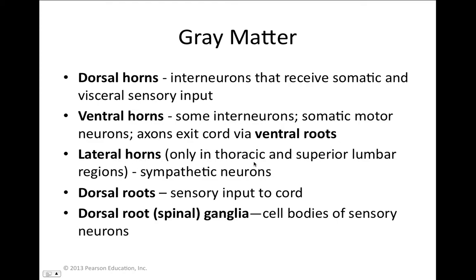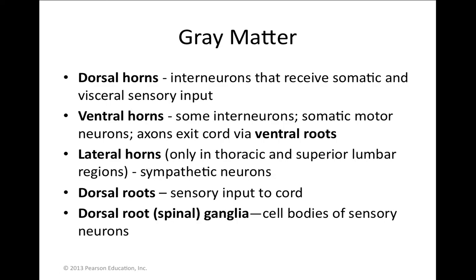The lateral horns are only in the thoracic and superior lumbar region, so that would be T1 through L1, L2, and that's only sympathetic neurons. So what the sympathetic system is going to do is create a fight or flight response. So these are going to do things like tell the heart to increase its rate, increase its strength, maybe increase blood flow to the muscles. It can increase the breathing rate, and that's all things found within the lateral horns. The cranial nerves are going to be all of the parasympathetic or rest and digest input.